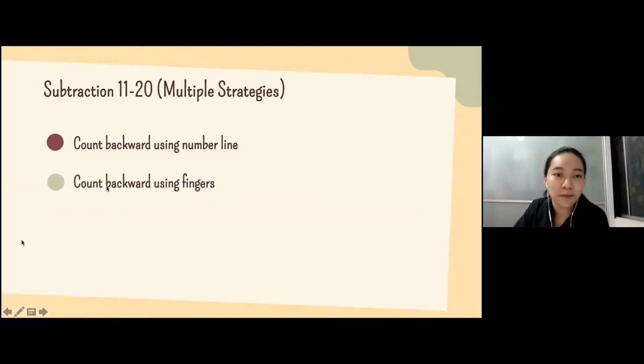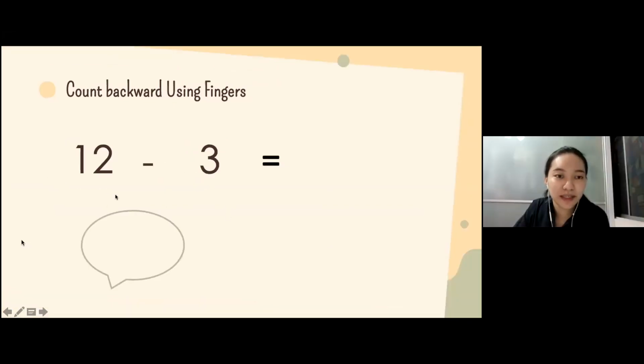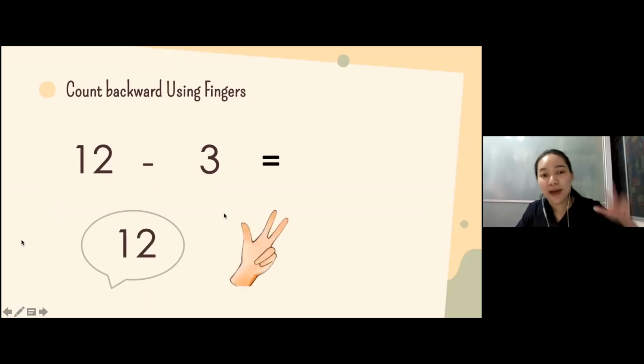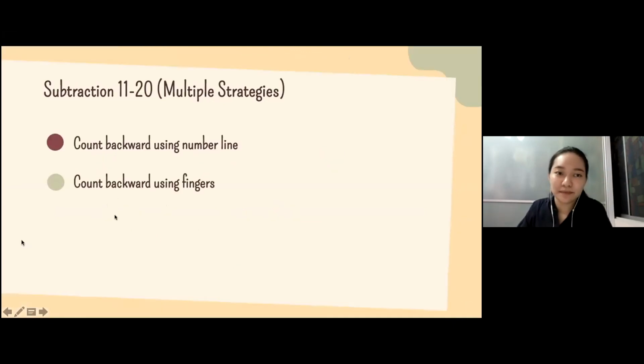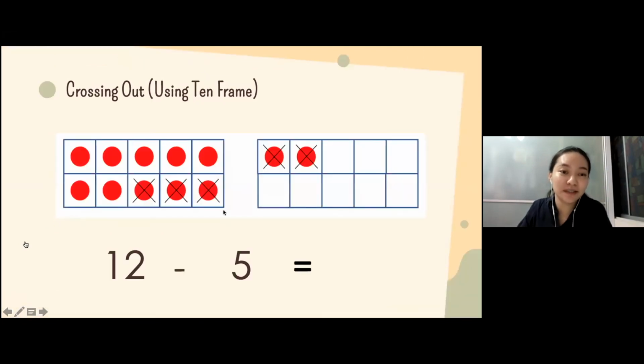And then count backward using fingers. It's the same thing. 12 in your head, put up 3 fingers and count back. 11, 10, 9. The answer is 9. And then also crossing out. Remember, for subtraction we always use crossing out. So 2 ten frames, 12 minus 5, cross out 5. And we get 7. So if your kid's subitizing skill is good, the kid will recognize the 7 right away.